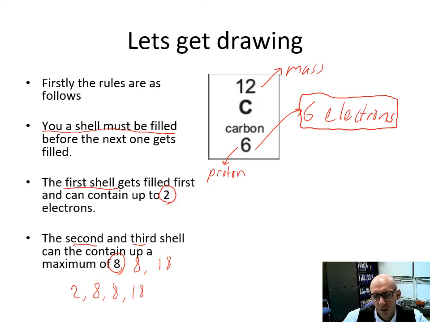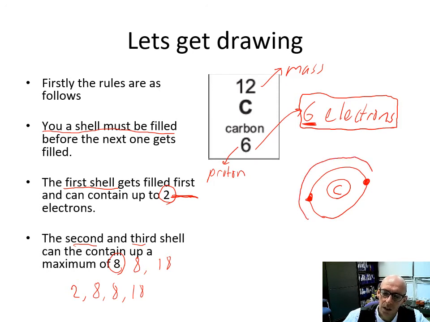So I'm going to draw a carbon. All I'm going to do for the nucleus is show that it's a carbon atom by putting a C in there. And then I'm going to draw my first shell of electrons. And I can fit a maximum of 2 in there. So I'm going to go 1, 2. I've used up 2 of my 6. I've still got 4 left. So I need to go on to the next shell.